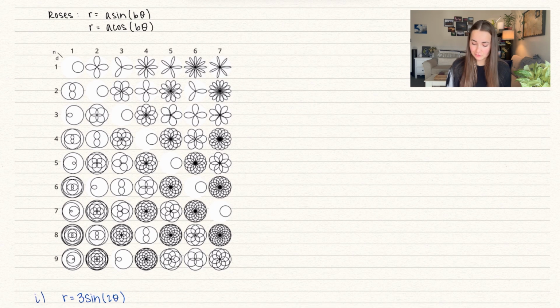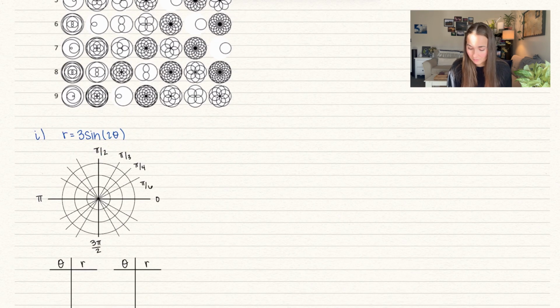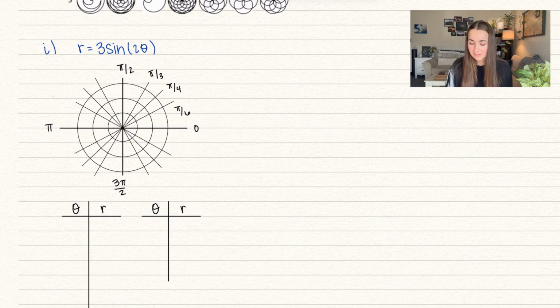Here's a beautiful image from Wikipedia. It's literally the Wikipedia page for roses, and we have some drawings of what these are going to look like. So let's go ahead and dive in with an example. Here we have r is equal to 3 times sine of 2 theta. So we're just going to go ahead and plug and chug. We want to evaluate this curve at different theta values so we know how to plot the radius. So let's go ahead and do that.